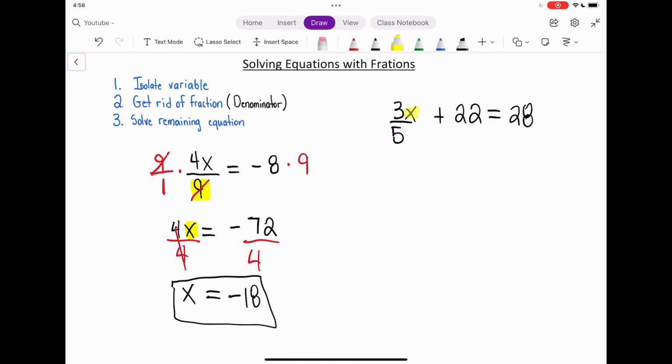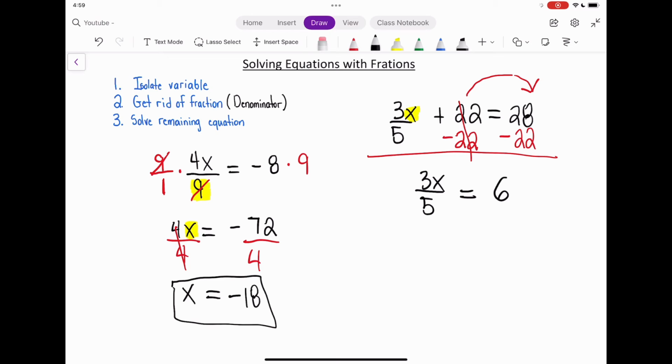After we find or locate our variable, we're going to isolate it. So I'm going to get this 3 over 5x by itself. So I'm going to move 22 to the other side of the equation, right? And to do that, we are going to have to subtract 22 since it's a positive 22, right? That brings it to 0. It's canceled out. And then we're going to subtract 22 on the opposite side of the equal sign. So now I have 3 over 5x is equal to 6.